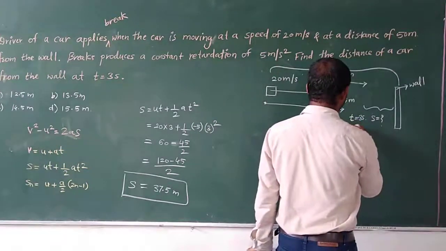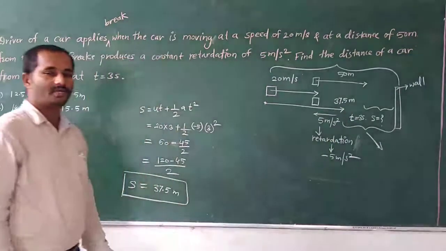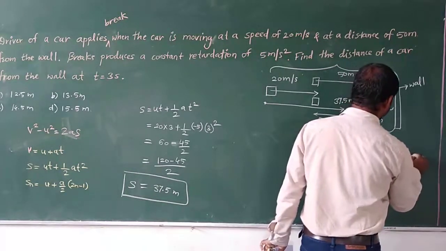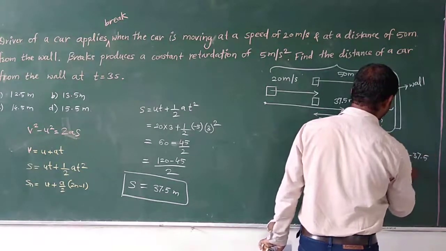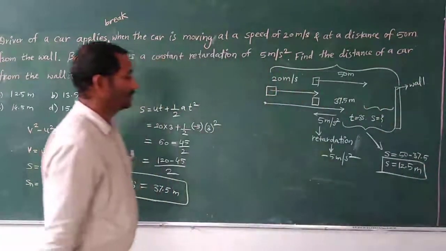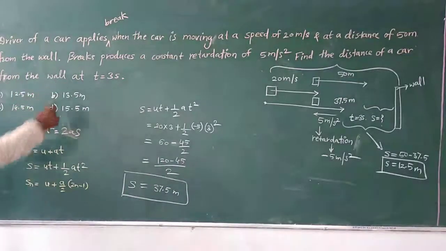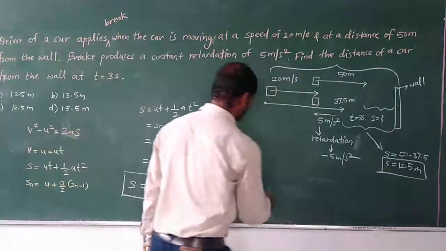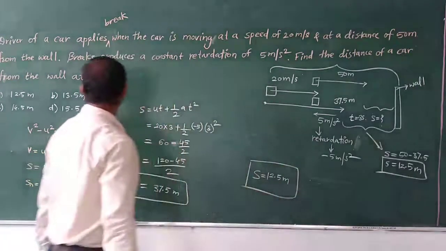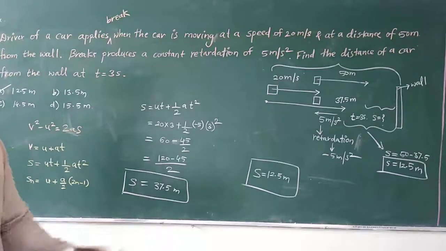So we need this distance. This is 50, and the car stops here at 37.5 meters. So S is equal to 50 minus 37.5, which is 12.5 meters. The distance of the car from the wall at t is equal to 3 seconds is 12.5 meters. So I will write here 12.5 meters. So the answer is A, 12.5 meters. Now we will move to the next question.